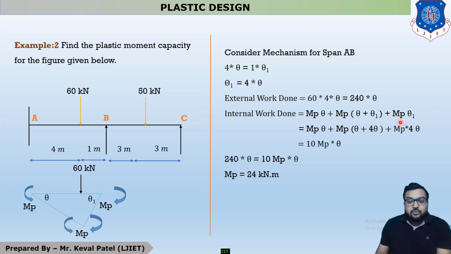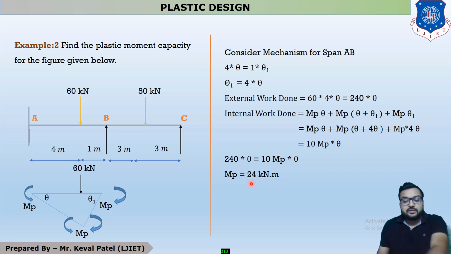Now you can see that your internal work done is in the form of theta and theta 1, so you have to convert theta 1 to theta by putting theta 1 equal to 4 theta. After all the calculation, your internal work done is equal to 10 MP theta. Your external work done is equal to 240 theta, and your internal work done is equal to 10 MP theta. Solving this equation, your answer is MP equal to 24 kilonewton meter. So this is your first answer.